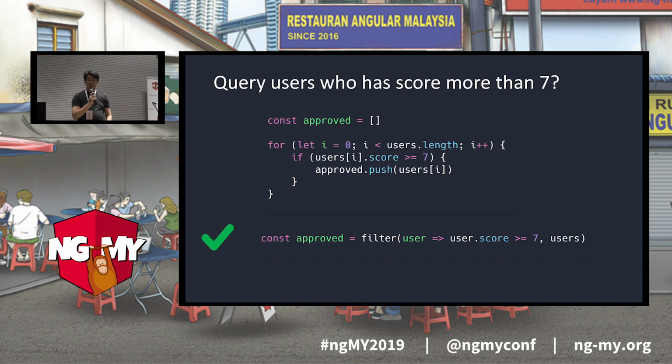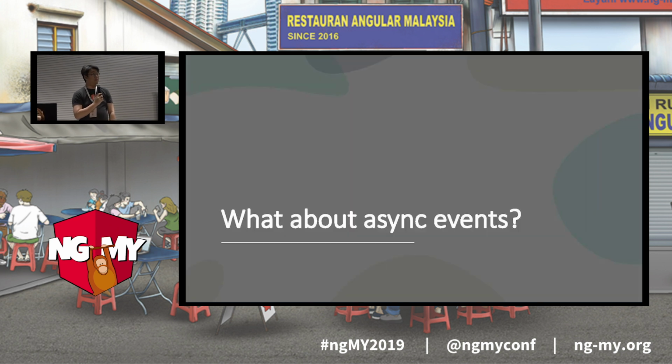But functional programming has another issue. When we develop for the web, there are async events, like click events and API calls. Luckily, we have RxJS in Angular. RxJS helps us manage all async events.